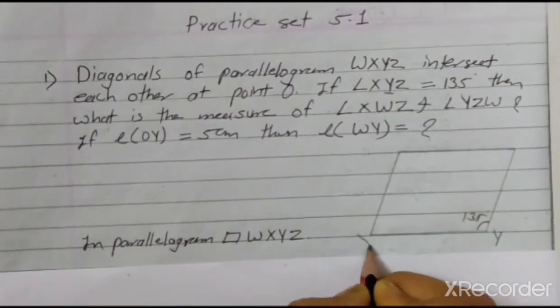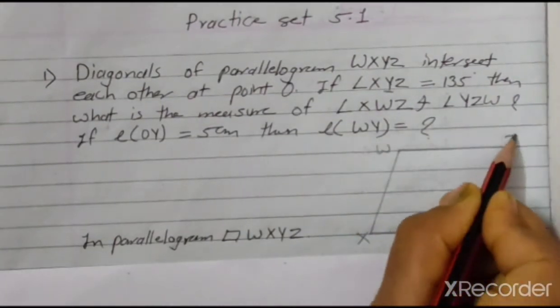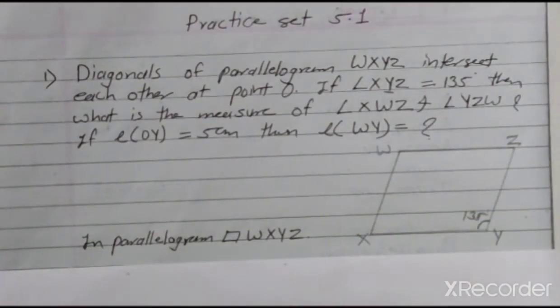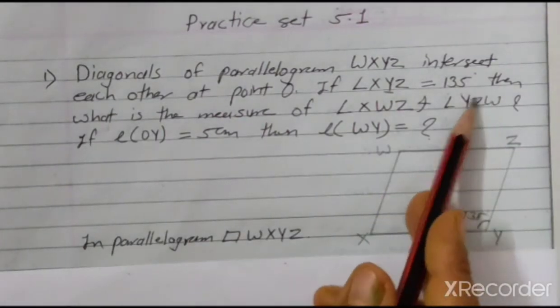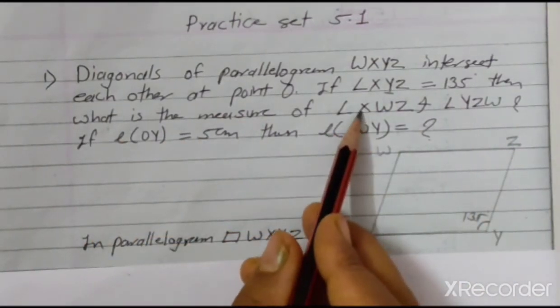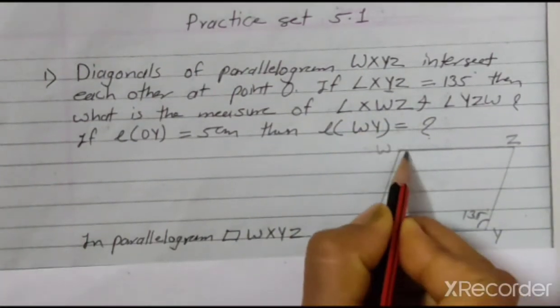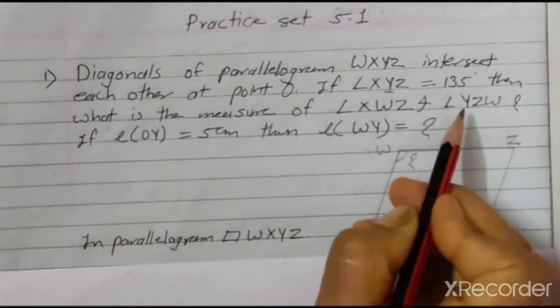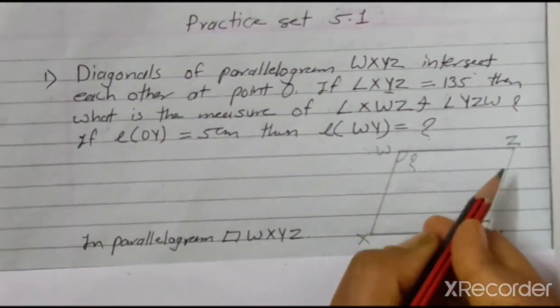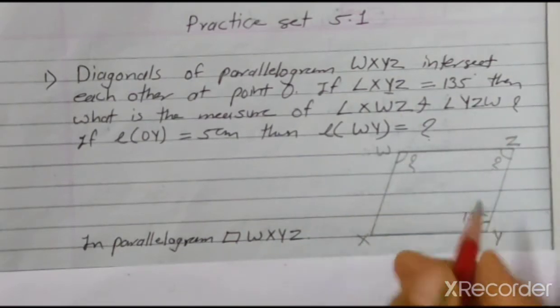So this is our remaining 3 vertices. Then what is the measure of angle XWZ? XWZ means this one and the next one is YZW means this one. Here we have to find out measure of these two angles.